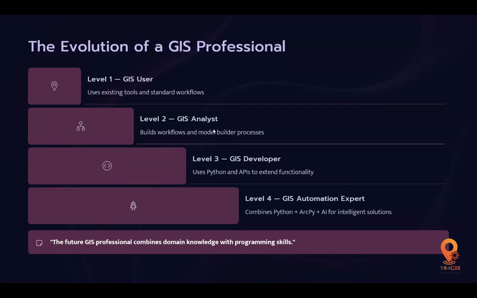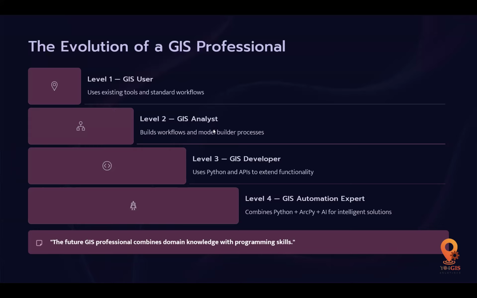So in future, the GIS professional combines domain knowledge with programming skill. In upcoming time, companies by default are expecting development knowledge from GIS people. So now I am asking you to evaluate yourself: which level are you in, level 1, level 2, level 3, level 4? If you are in level 1, you have to improve your technical skills and try to come to level 2. If you are in level 2, try for level 3. And if you are in level 3, try for level 4.